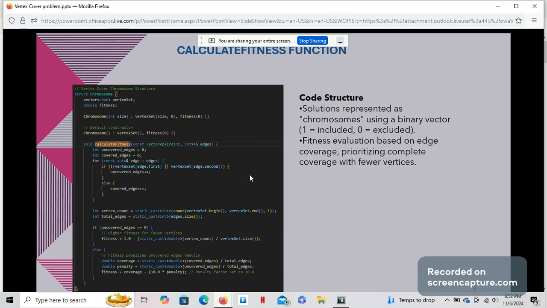So for my code, I structured each solution as a chromosome using a binary vector to represent which vertices are part of the cover. In this vector, each position corresponds to a vertex, with 1 indicating inclusion in the cover and 0 indicating exclusion. This binary representation allows us to easily evaluate the fitness of each chromosome based on its edge coverage. Essentially, solutions that cover all edges with fewer vertices score higher, while those leaving edges uncovered are penalized.